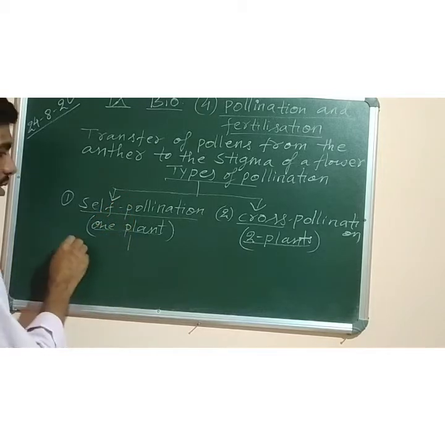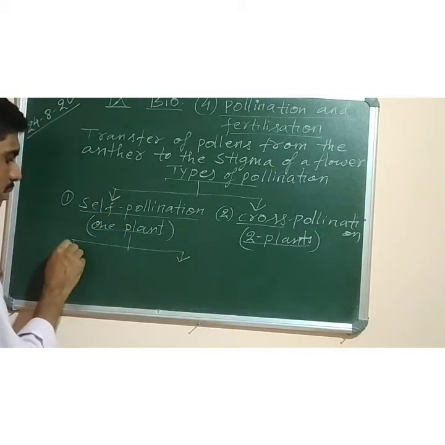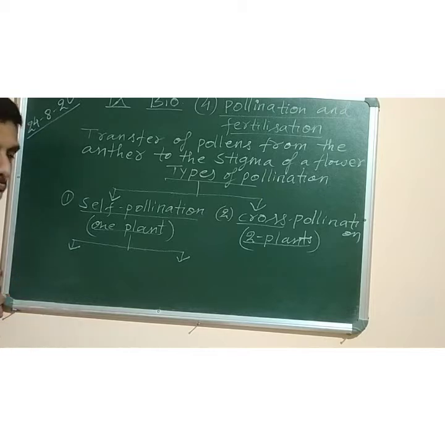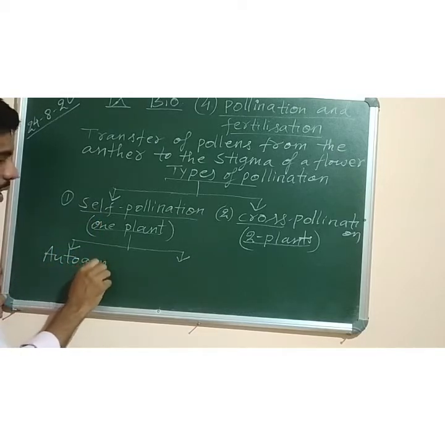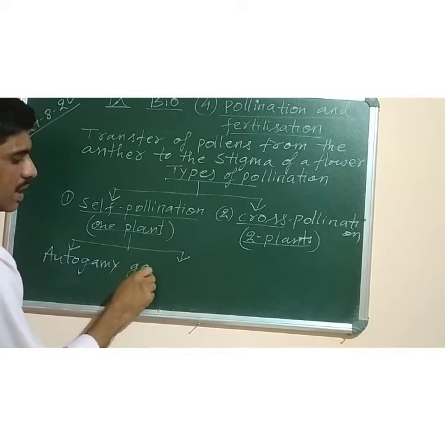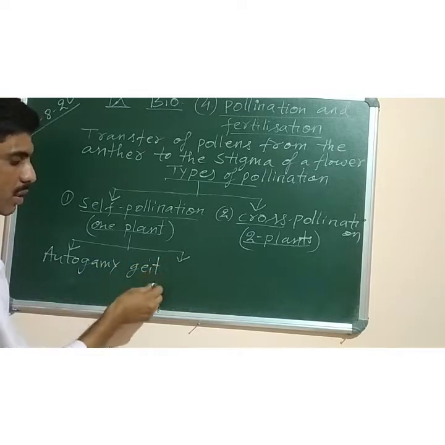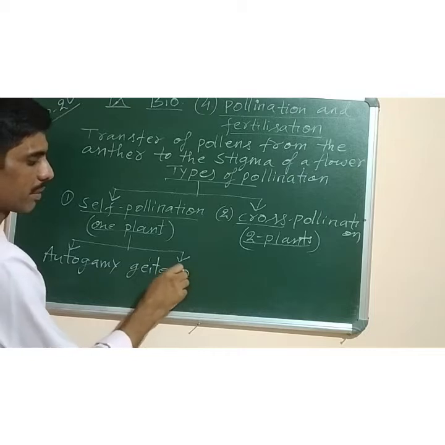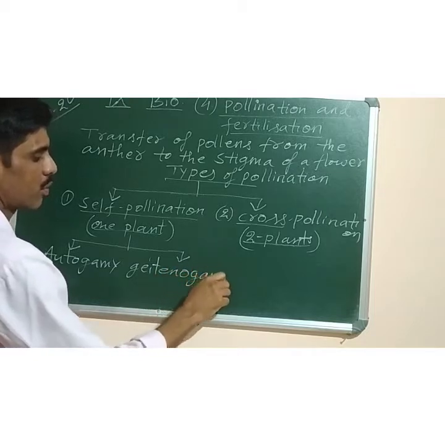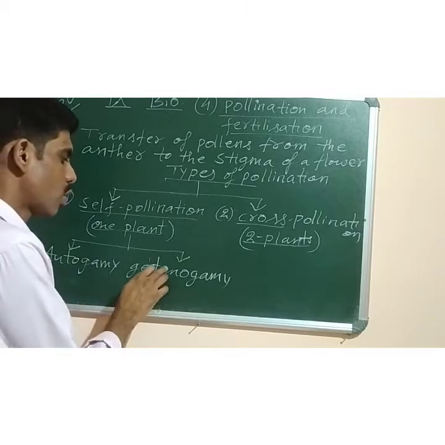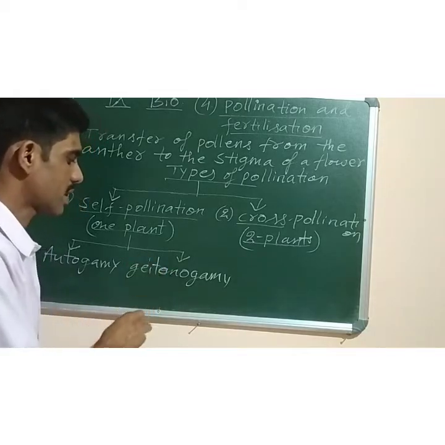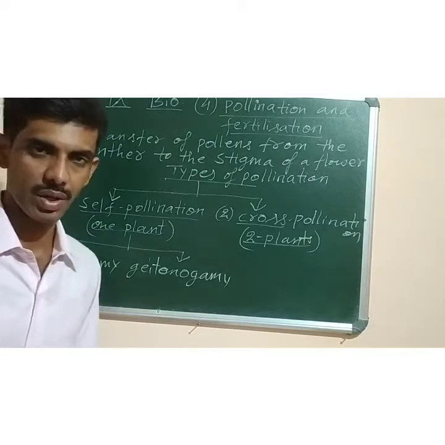Now this self-pollination is further of two types. What are they? They are autogamy and geitonogamy. In your book the spelling may be different, but this one is also okay, geitonogamy.